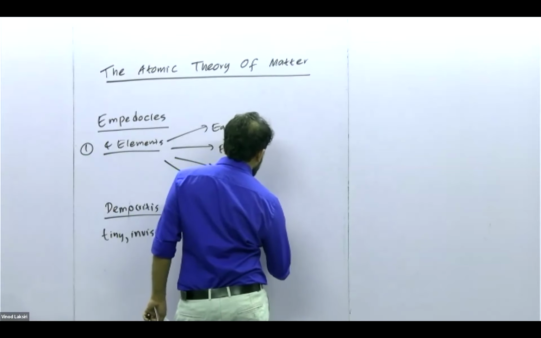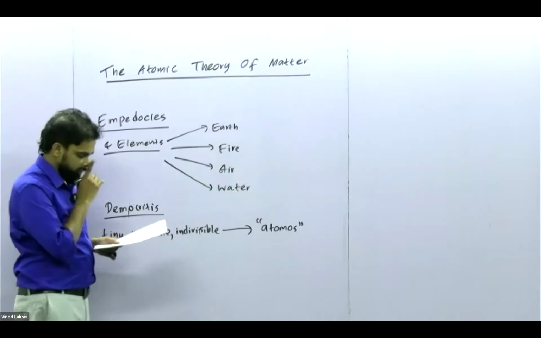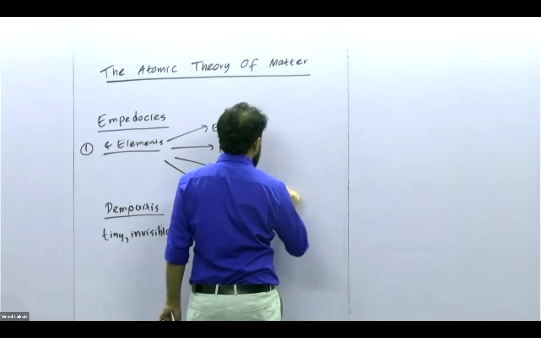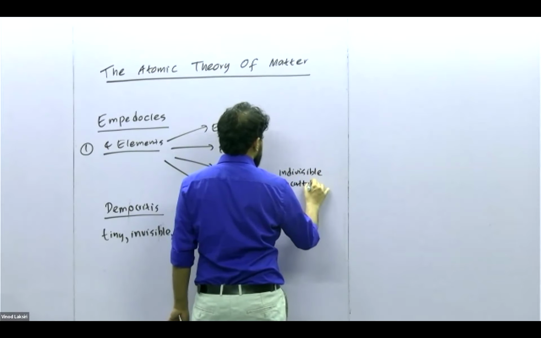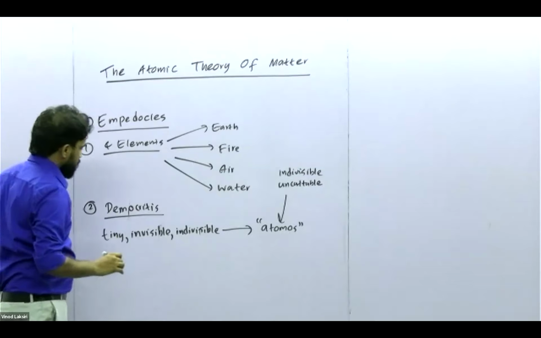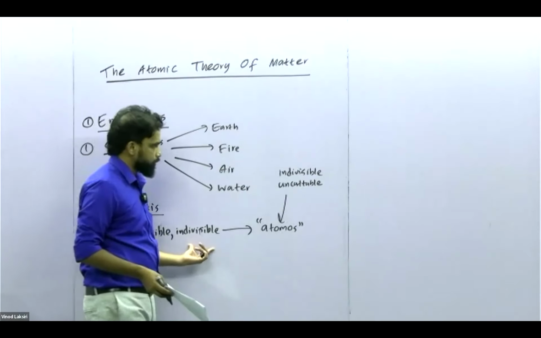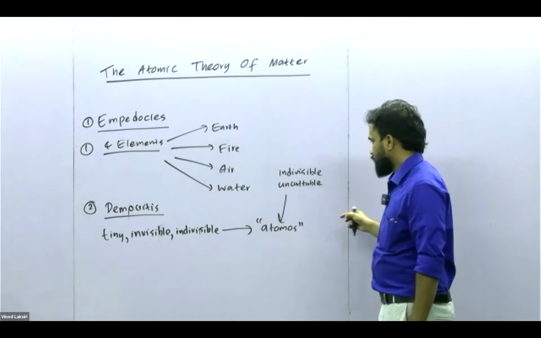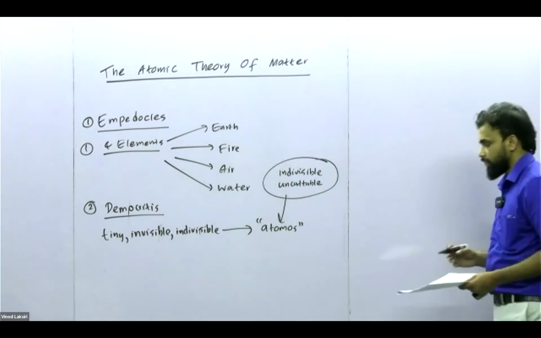Democritus called them atomos. It is a Greek name. The meaning of this name is indivisible or uncuttable, right? It is the second one. This is the first one, Empedocles. Then Democritus stated that all the materials are made of tiny, invisible, indivisible particles, and he called them atomos. It is a Greek word. The meaning of this atomos is indivisible or uncuttable. That means it cannot be further divided, right?